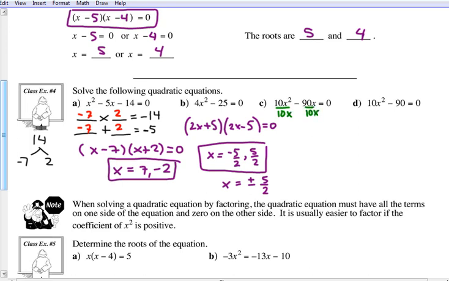Okay, Jesse, you writing this down? You writing it down? No, write it down in your book, please.